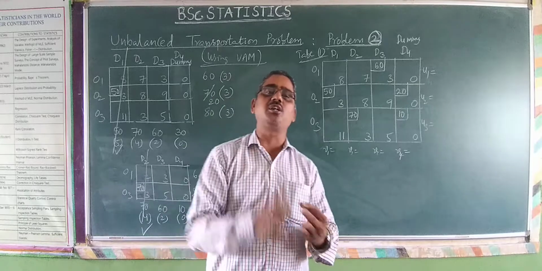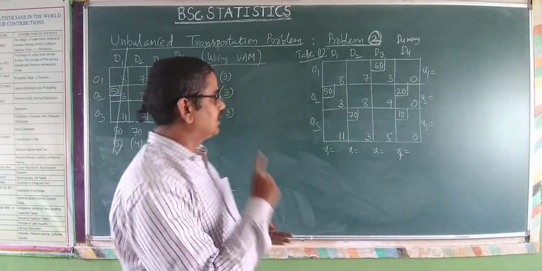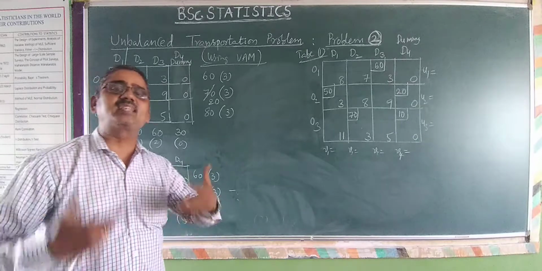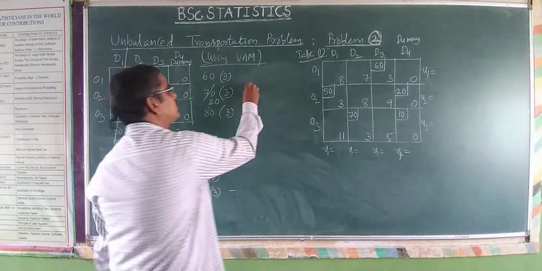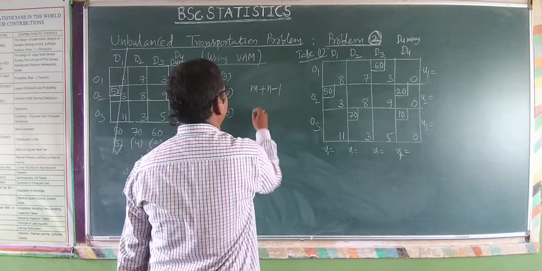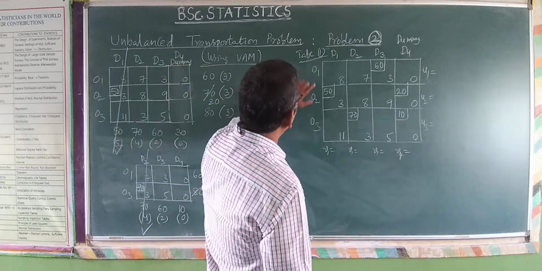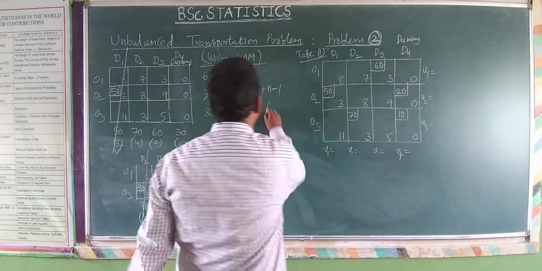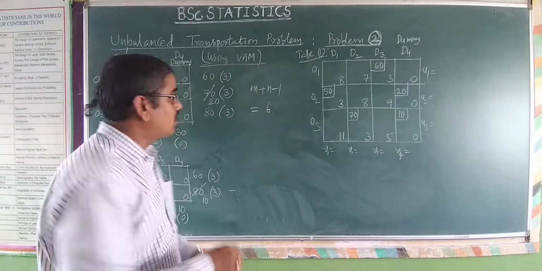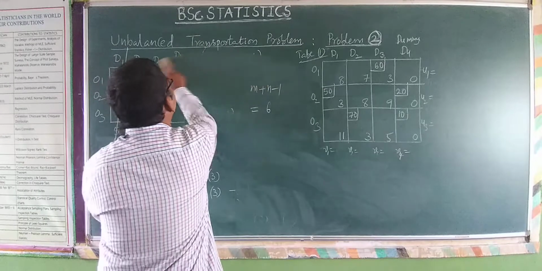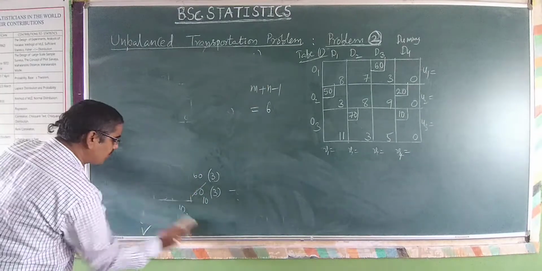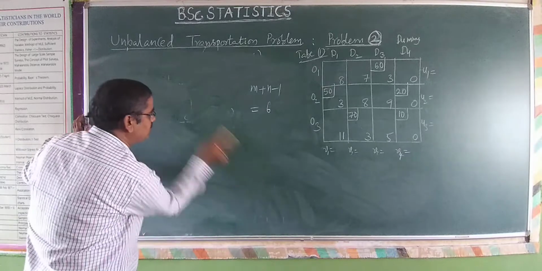Now we are in the third step. What is the third step? The third step is nothing but here we have to examine the number of basic cells. How many basic cells must be there? m plus n minus 1. What is m? 3, plus n 4, minus 1, that is 6. So therefore 6. Now you observe how many basic cells are available in the initial basic feasible solution, that is in the first table of the transportation problem in the UV method.